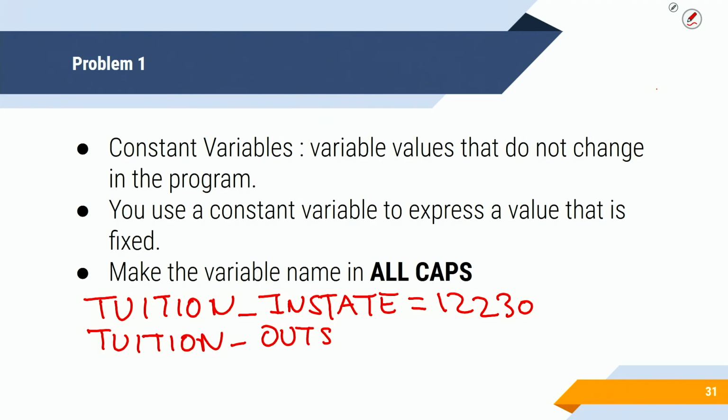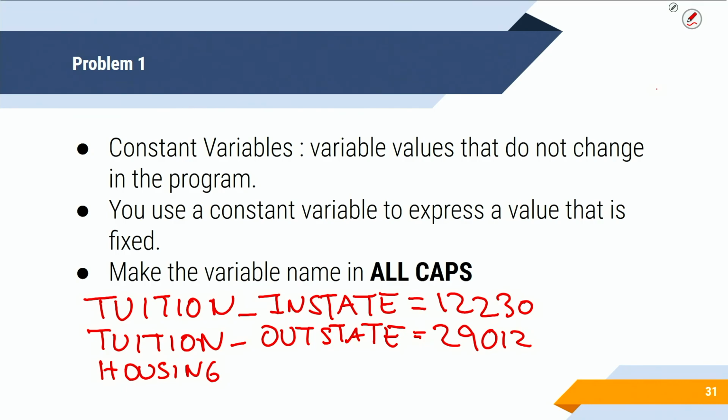So I'll say outstate, and that was $29,012. Okay. Housing was $13,075. And another variable that we might want to consider is fees. And so the fees were $3,177.